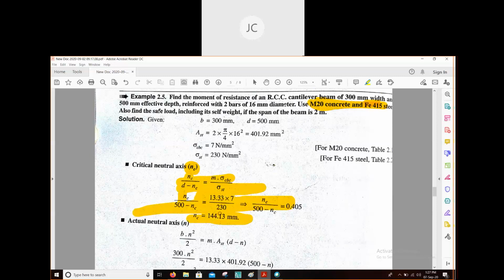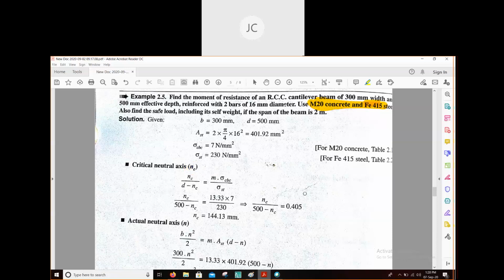We can't use this equation because to use it these values must be known. Sigma cbc must be known and sigma st must be known. But in this question these values are not given, so we can't find out nc, and as a result we can't say directly whether our section is balanced, under reinforced or over reinforced. So what concept will we use?